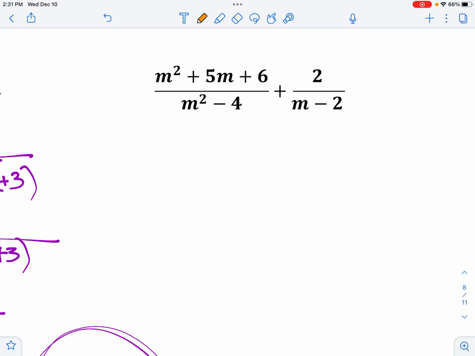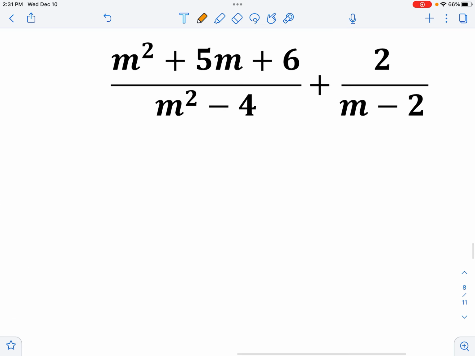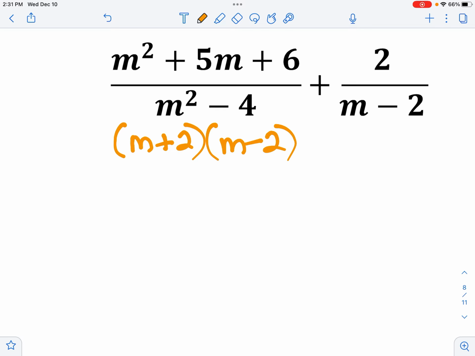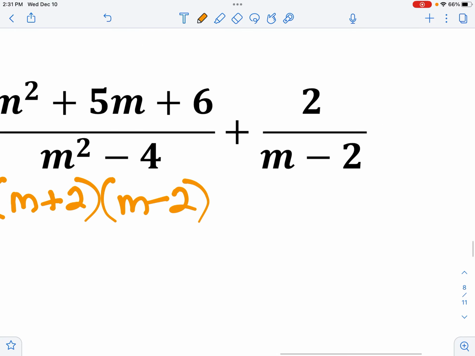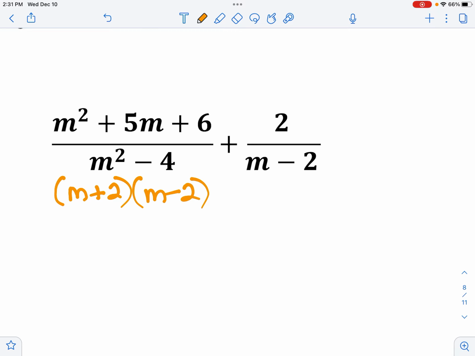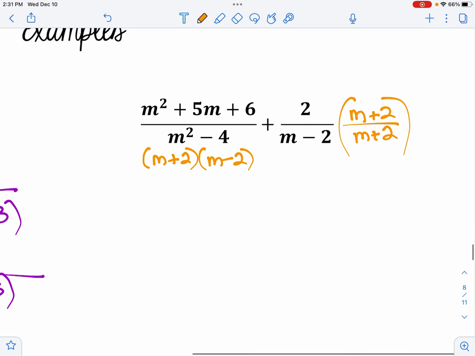Okay, this one, maybe instead of rewriting everything, this is the same as m plus 2, m minus 2 on the denominator here. So you can see on this second denominator, I have m minus 2. I'm missing the m plus 2. So I'm going to need to multiply both the top and the bottom by m plus 2. And then I would have a common denominator.